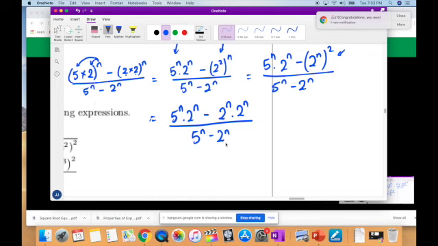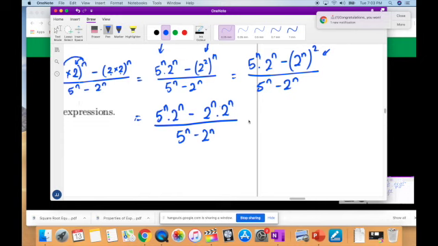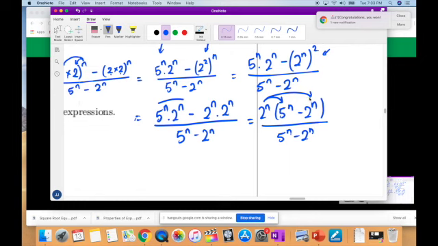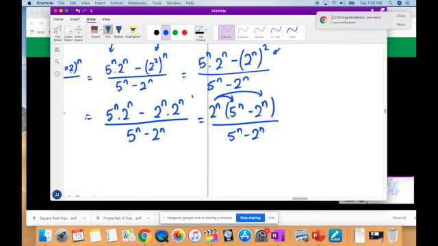Yes, sir. And now we could see that I could pull out 5 to the n minus 2 to the n and have 2 to the n outside, all over 5 to the n minus 2 to the n. So you see, if I take this 2 to the n multiplied by 5, I'll get this. And if this 2 to the n is multiplied by that, I'll get this. Caitlin, you okay there?